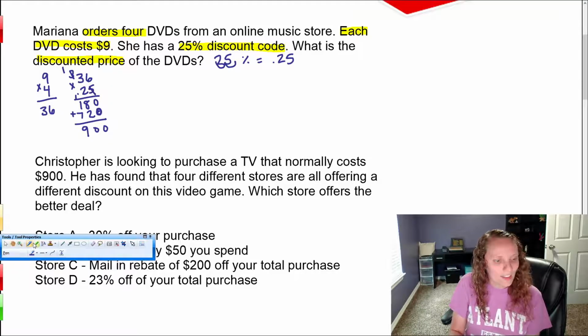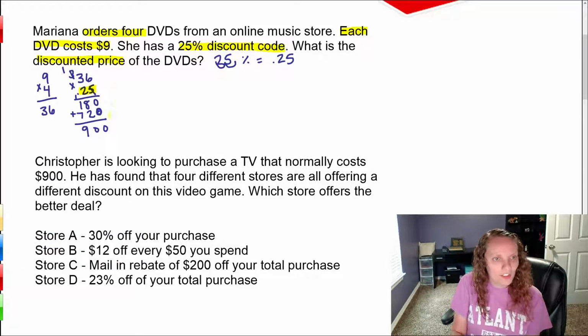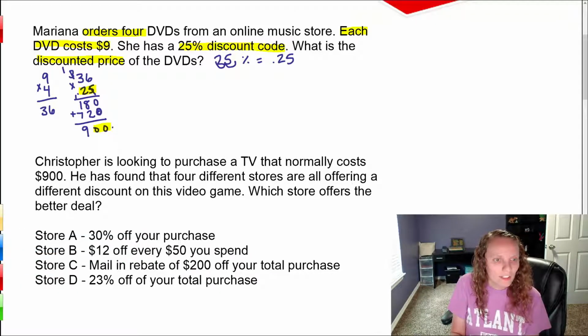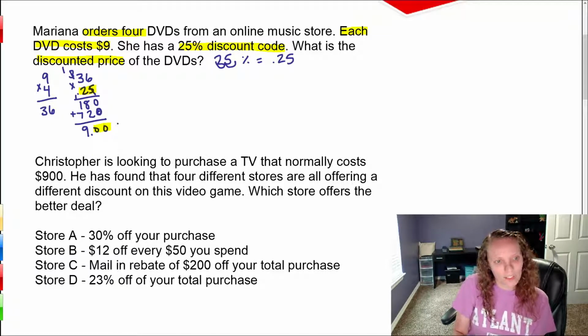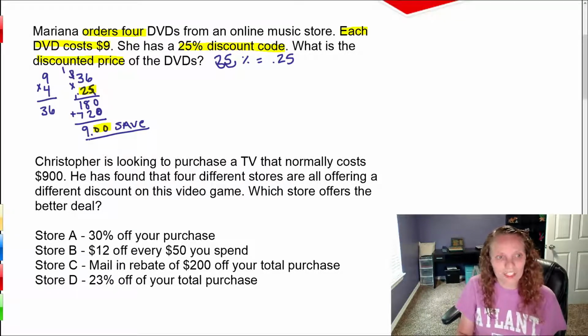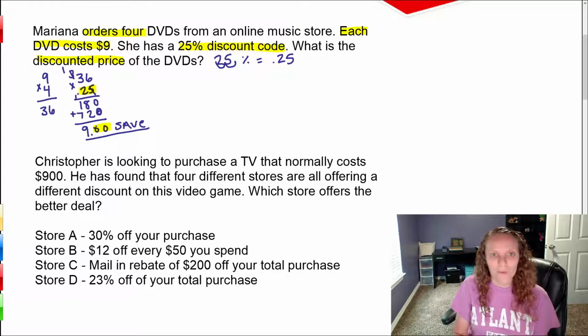And I see that there are 2 numbers after the decimal, so we'll count over from the right, 1, 2. And so this is how much she's going to save. She's going to save $9. Sometimes questions will ask how much will you save, and you'll be done at this step, but I think we want to know what the discounted price is. So after she saves $9, how much would it actually be?